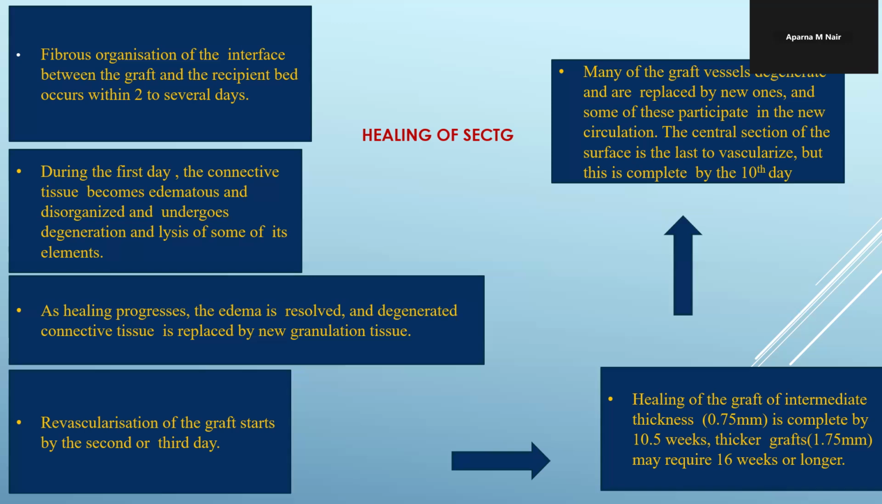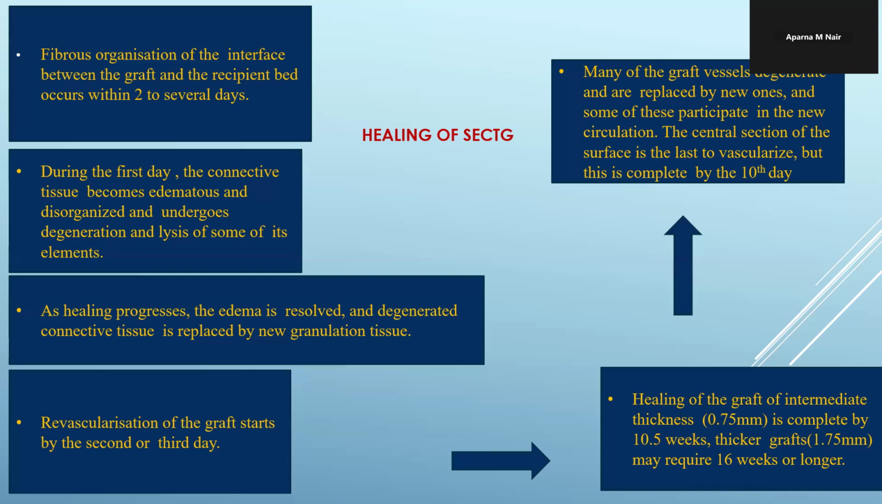The healing of a graft of intermediate thickness, that is about 0.75 millimeter, will be completed by 10.5 weeks. And those with a thick graft, that is 1.75 millimeters, will require 16 weeks or longer. Many of the graft vessels degenerate and are replaced by new ones, and some of these participate in the new circulation. The central section of the surface is the last to vascularize, but this will be completed by the 10th day.